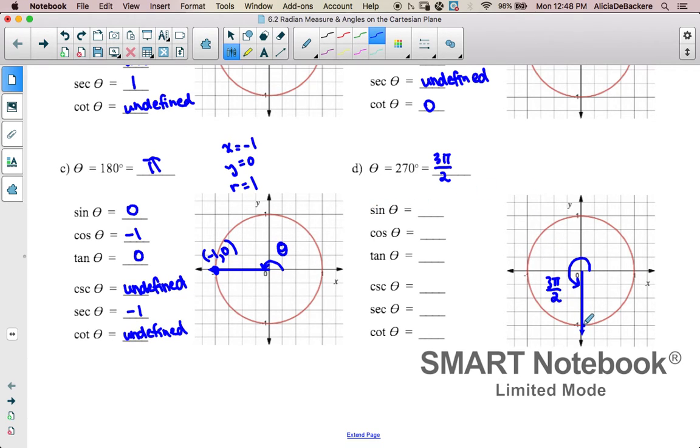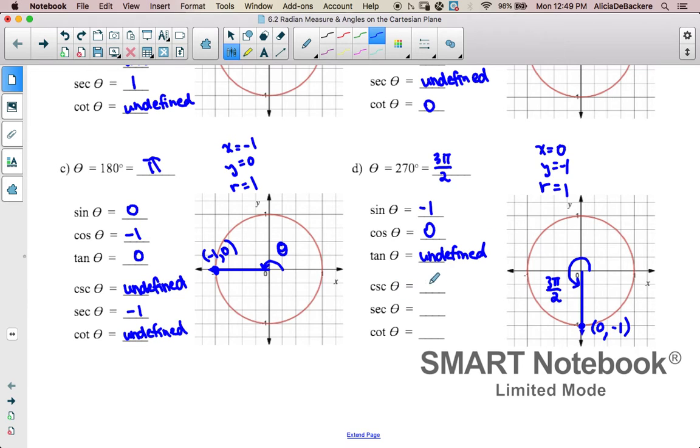To do that, I'm going to think about, well, what are the values of this point here where I hit that unit circle? And here my x value is 0 and my y value is negative 1. So x is 0, y is negative 1, and r is 1, the radius of the circle. So my sine of 3 pi by 2 is negative 1, cos of 3 pi by 2 is 0, and tan of 3 pi by 2, that's going to be the y over the x, so negative 1 over 0, and I can't divide by 0, so it's undefined.